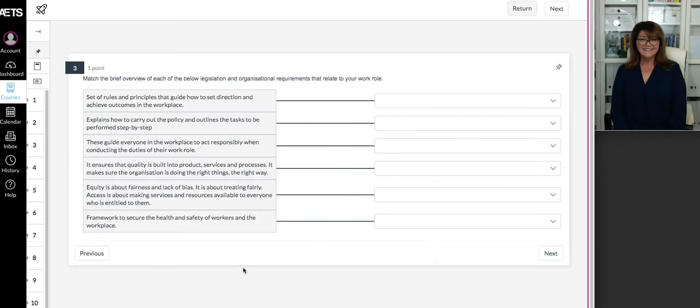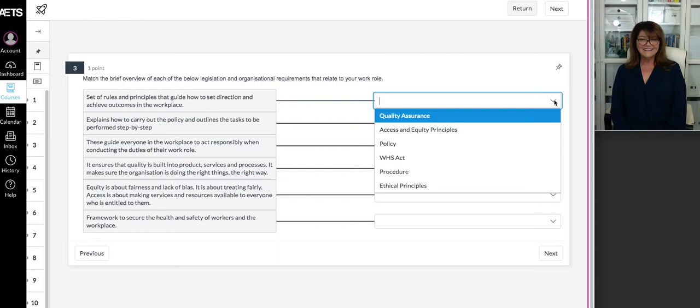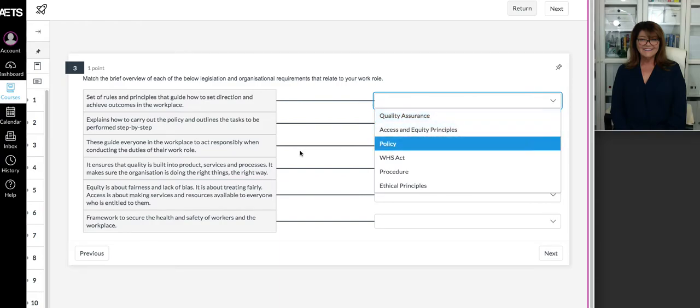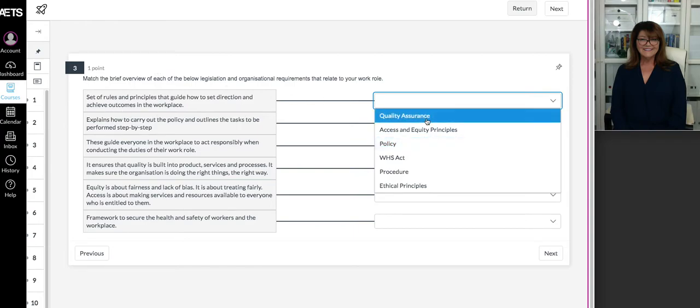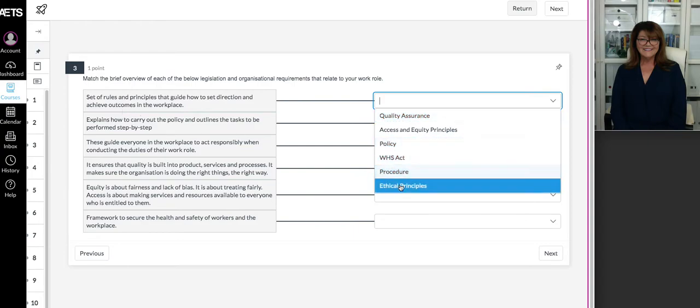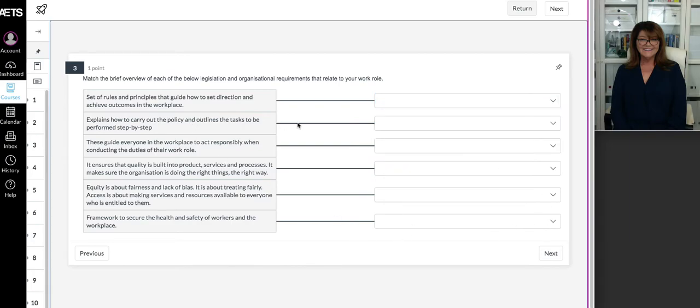Number 3, you're given a series of definitions that you must marry up with particular articles. So let me give you an example. The drop-down box here gives you 6 particular things, and you're looking to marry this up with that. So for instance, the very first one, set of rules and principles that guide how to set direction and achieve outcomes in the workplace. You need to be asking yourself, is that policy? Is that procedure? Where does that sit? And then of course you just do the same with all of the 6. Then you go to next.